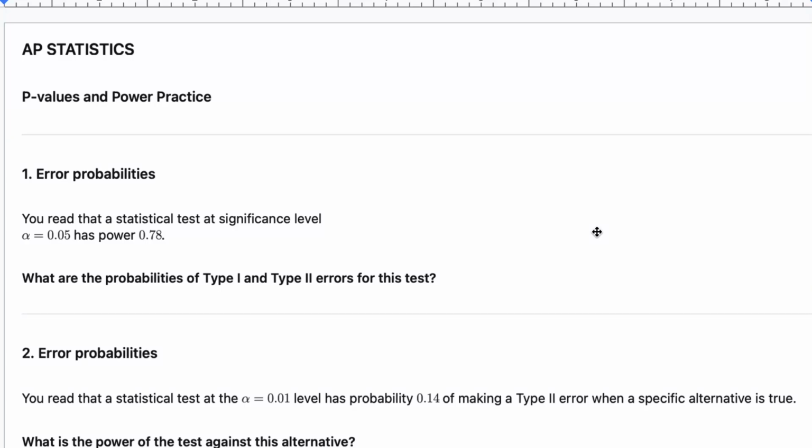I'm going to go over some p-values and power questions that will be met on your next test or exam.